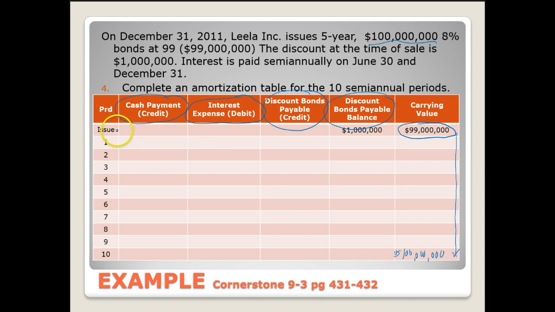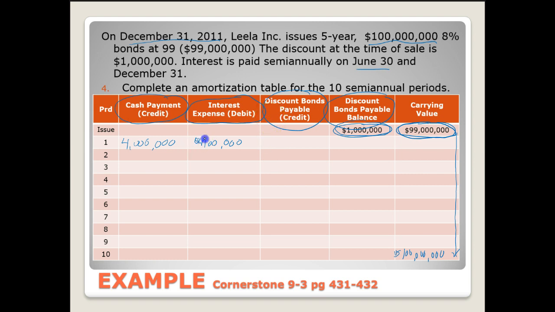So at issue, we know that the value of the total discount was $1 million, because at the issuance date on December 31st, 2011, the value of the discount was $1 million and the amount received was $99 million. In the first interest payment period, which would have been on June 30th, 2012, remember we had already figured out, it's $100 million times 8% times 6 divided by 12 gave us $4 million of interest payment made to bondholders every 6 months. Plus there's another $100,000 of discount amortization that occurs each time.